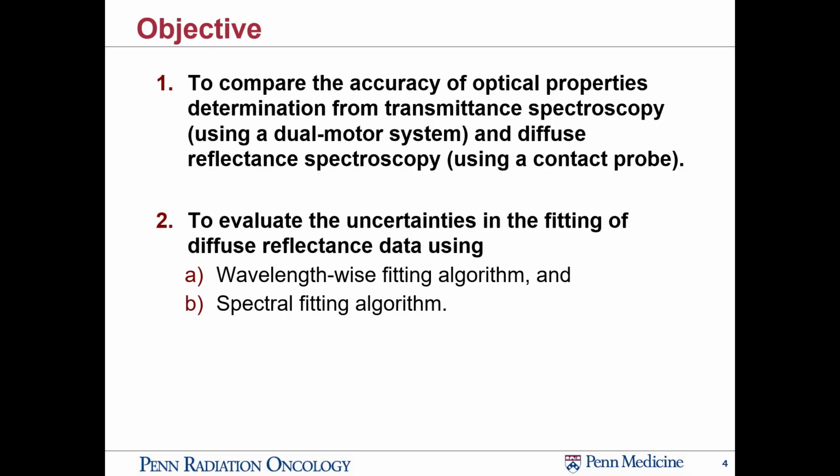So the objective here is to compare the accuracy of method to determine optic properties between the transmittance spectroscopy and the diffuse reflectance spectroscopy. And then we will evaluate an improved method, which is so-called the spectral fitting method, to see if the improved method will improve the results. Now, the method that was used in the previous example is so-called wavelength-wide fitting algorithm. And I'll explain what it is later.